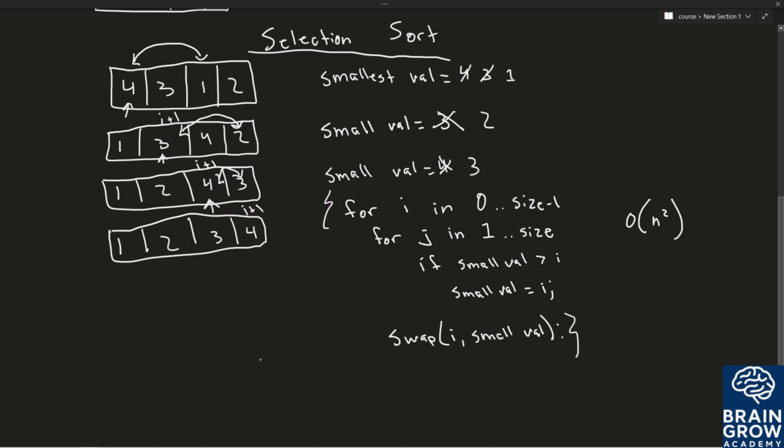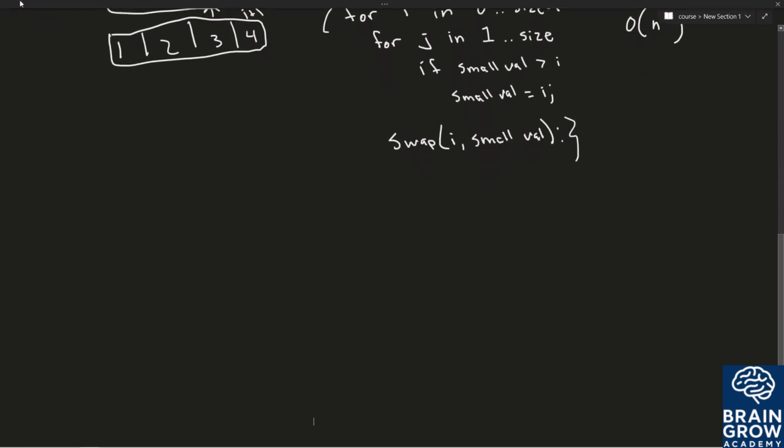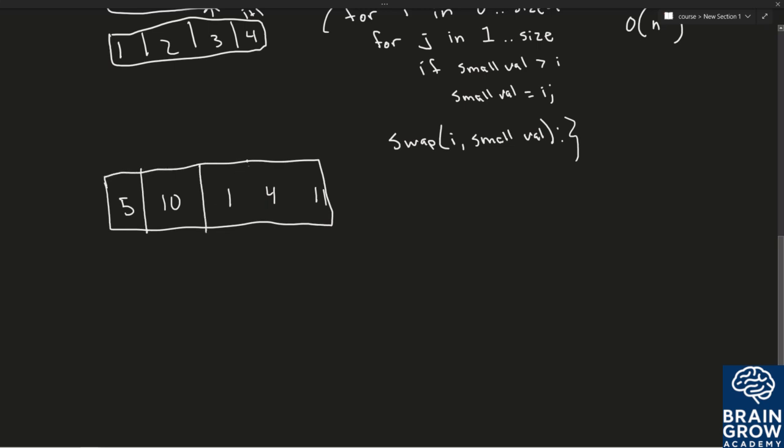So let's do one more example of this. So let's get down here, and we will do a new array of values 5, 10, 1, 4, and 11. So this is our new vector, and we're going to keep our algorithm, our pseudocode up here in mind. So this is going to be our I value, and this is going to be our j plus 1 value, which means our small val in this case is equal to 5.